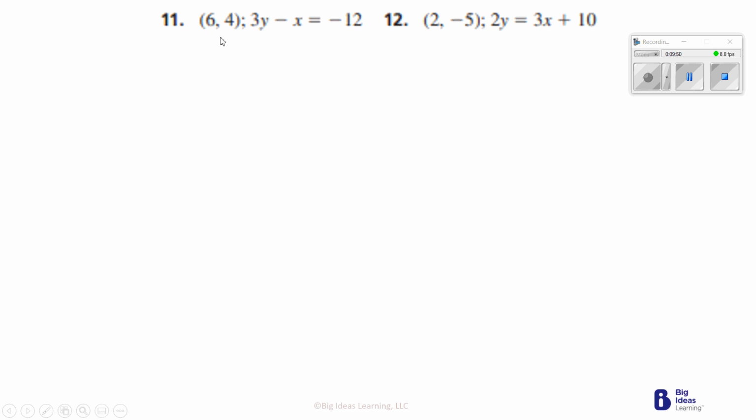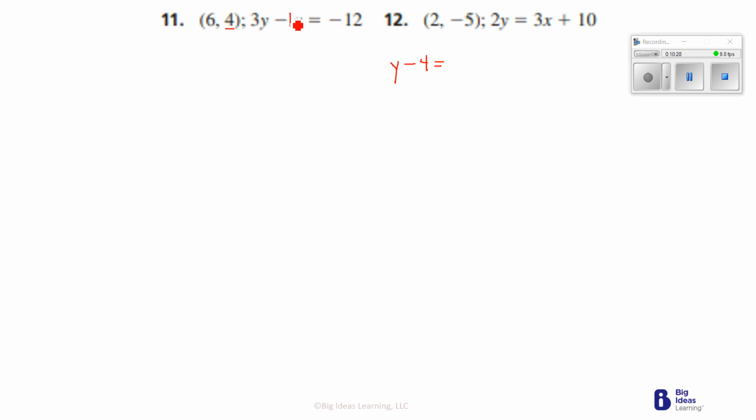Let's see, number 11. It says it's going through 6, 4, and it shows that 3y minus x equals negative 12. Okay, again, we're going to use our point slope form. I'm going to work it over here just to show how easy it is, and then we'll go ahead and disclose it. Remember, we got y minus y1, and y1 is going to be 4. And that's going to equal our slope, right? And our slope over here is negative 1, right?